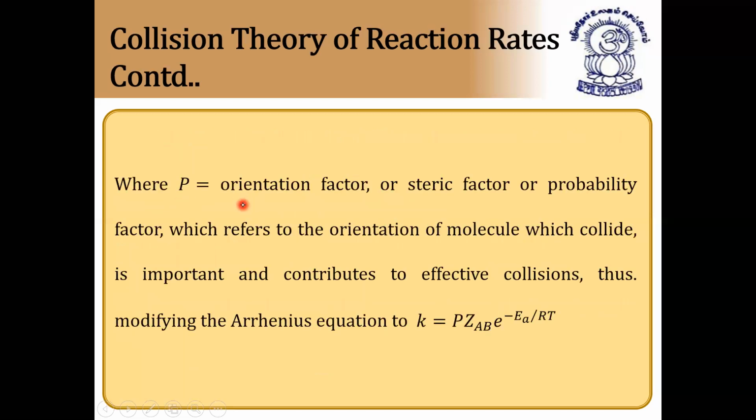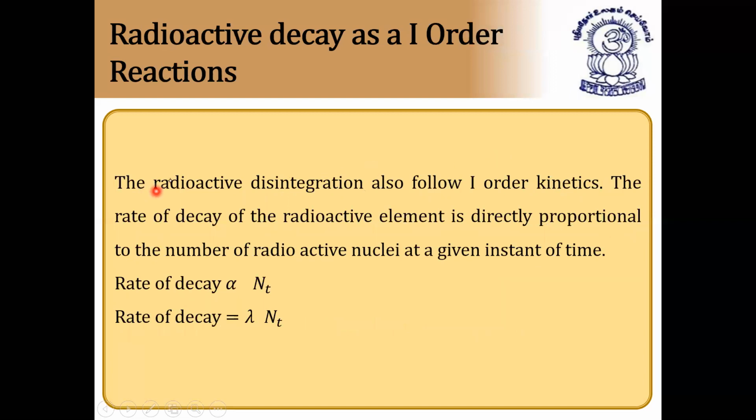Where P is called orientation factor or probability factor or steric factor, which refers to the orientation of molecules which collide, is important and contributes to effective collisions, thus modifying the Arrhenius equation to: rate constant K is equal to P, that is orientation factor, into Z of AB collision frequency into e to the power of minus Ea by RT. This formula is also important, but you will not get questions based on this formula as far as numericals are concerned.